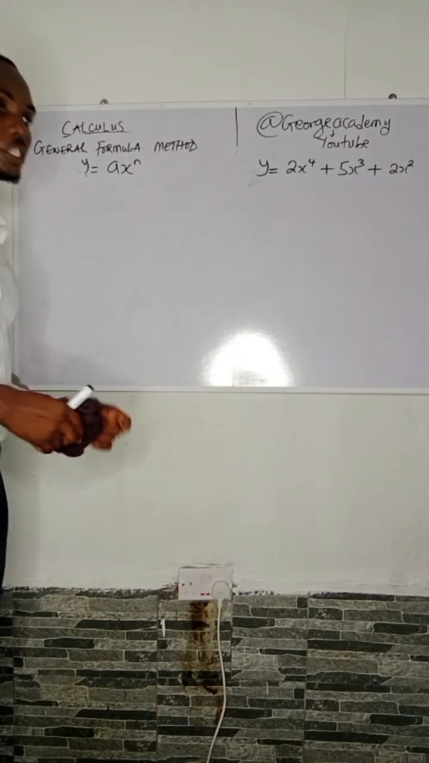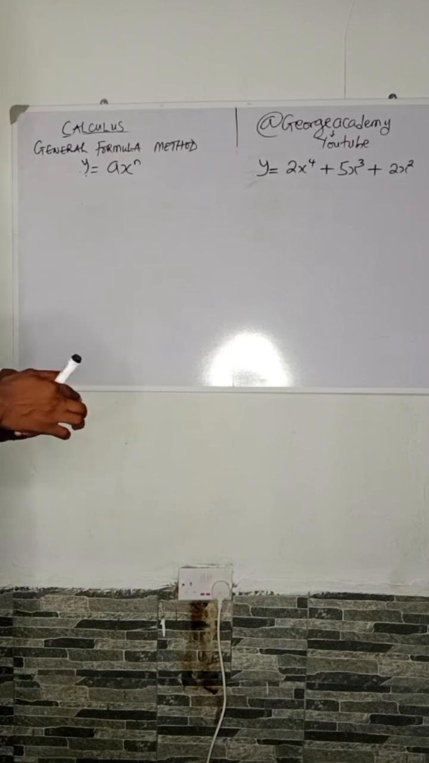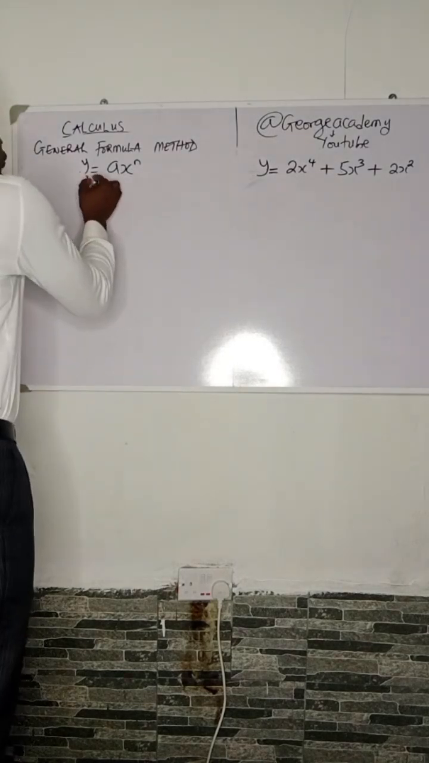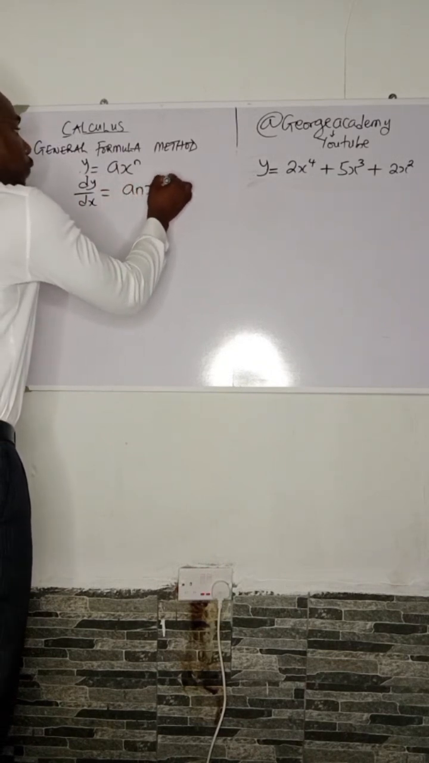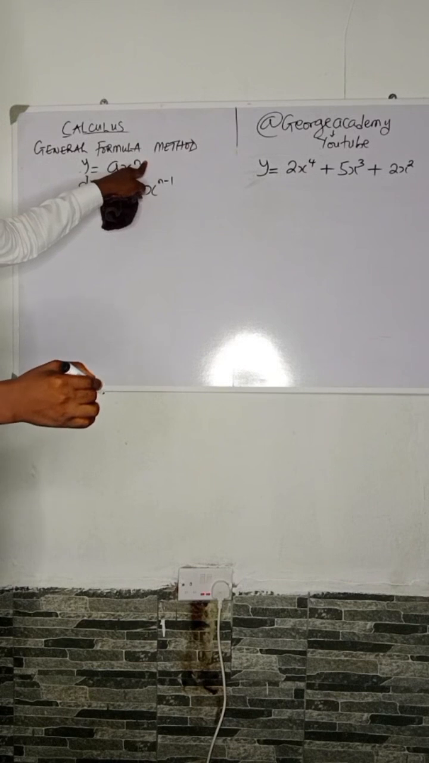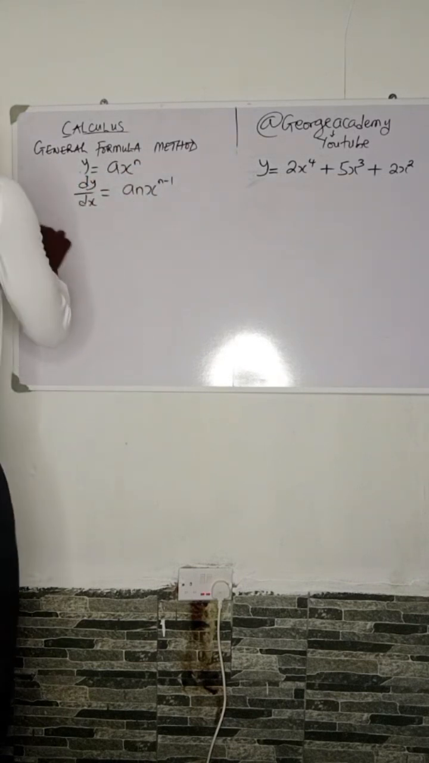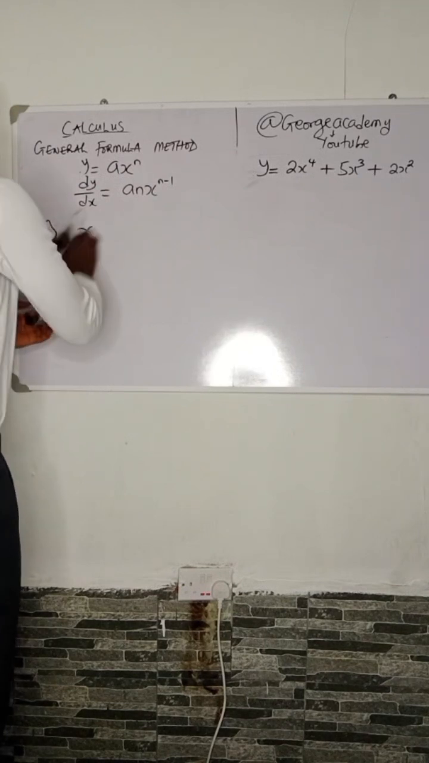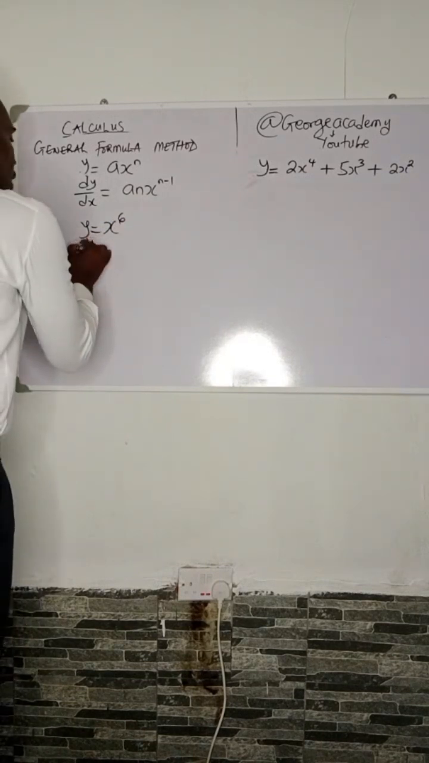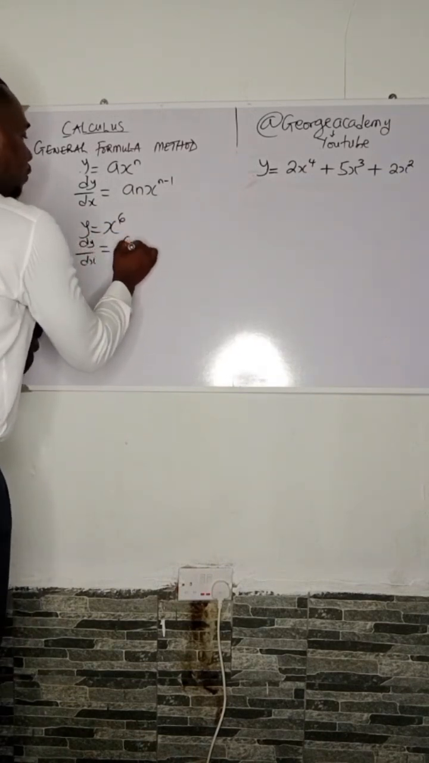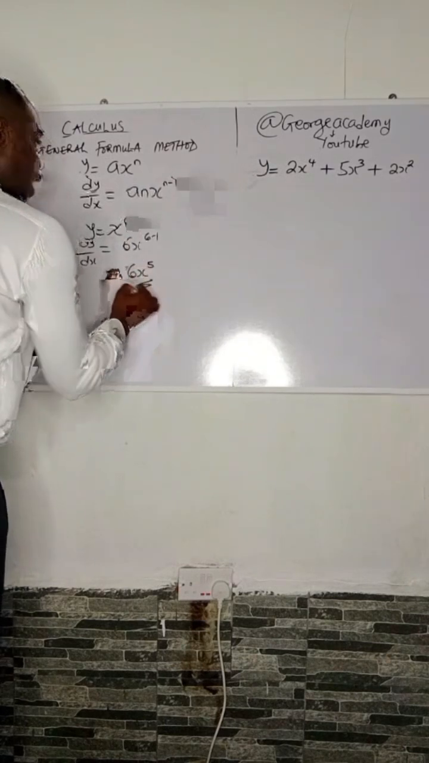We've talked about first principle, so let's look at the general formula. If you have y is equal to ax raised to the power of n, the differential, which is dy over dx, is equal to what? anx raised to the power of n minus 1. So you use the power n to multiply the coefficient of x and reduce the power by 1. So this implies that if you have y is equal to x raised to the power of 6, the differential dy over dx is equal to 6x raised to the power of 6 minus 1, which gives you 6x raised to the power of 5. That's the differential of this.